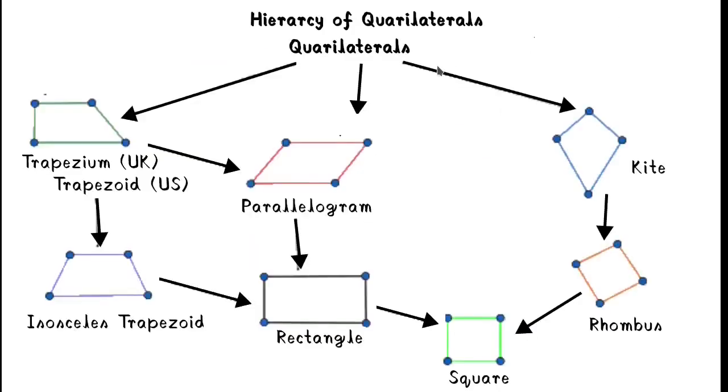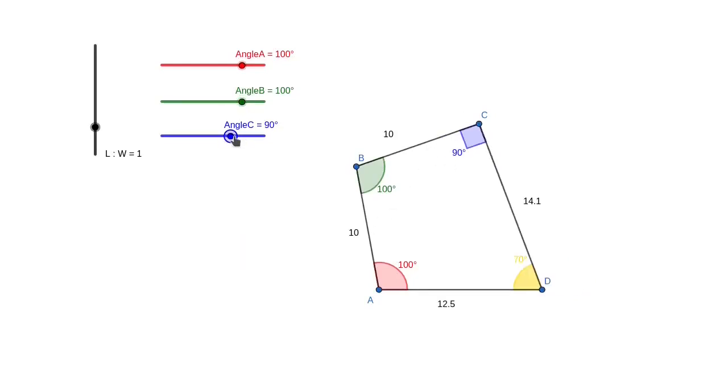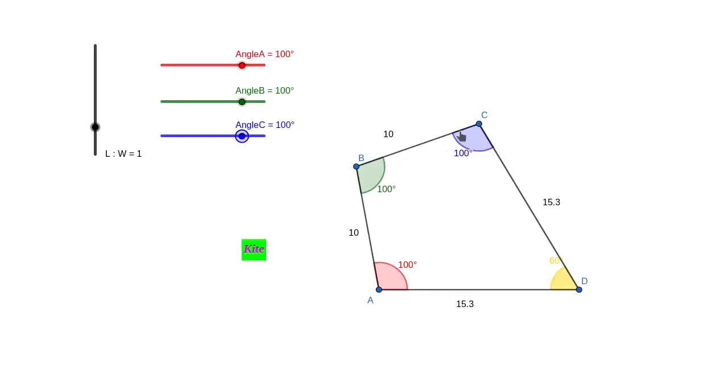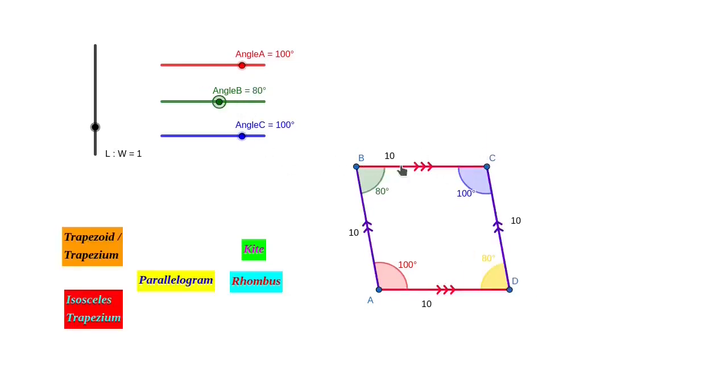Now it's time to learn rhombus. Rhombus is a special kind of kite. Also, it is a special kind of parallelogram. In case of rhombus, the adjacent sides are equal to each other. Also, the opposite sides are parallel to each other. To make opposite sides parallel, or a parallelogram, we will change the value and it will become parallel.